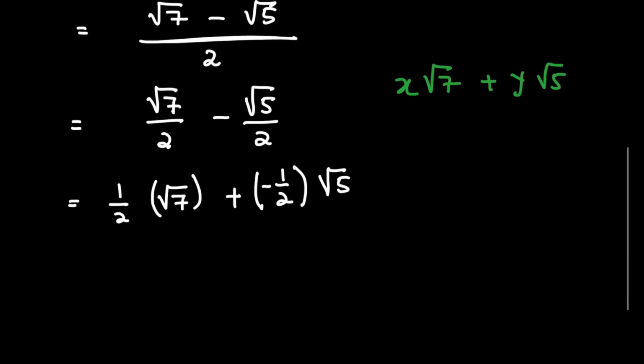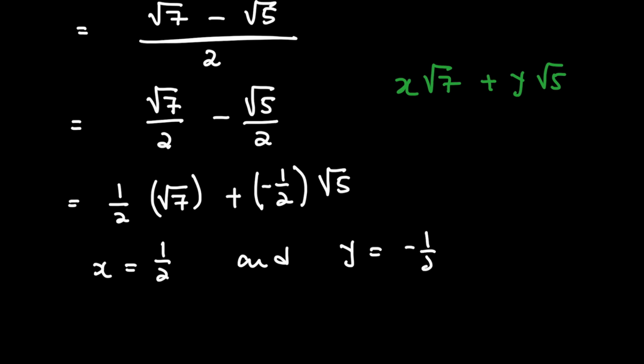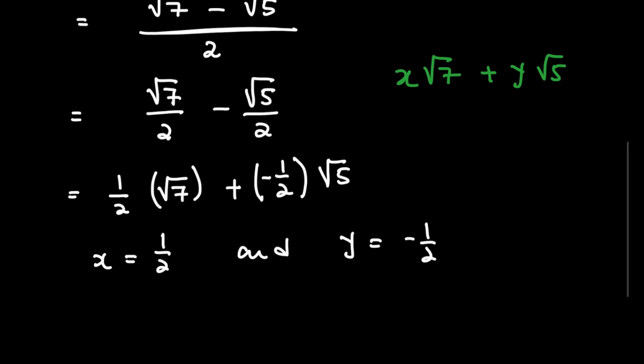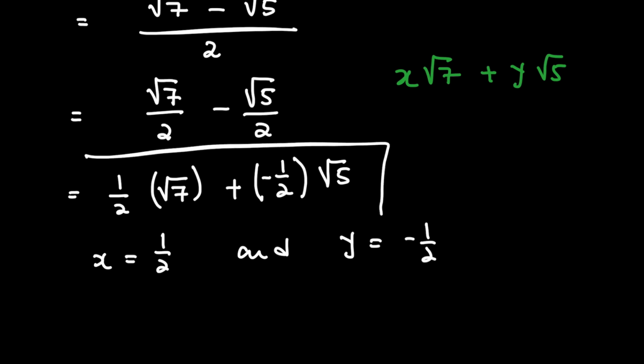So I trust, guys, that from here you can see that x is equal to 1 over 2 and y is equal to minus 1 over 2. Which confirms what we had initially, that it's an element of rational numbers. So this is the expression that we are looking for.